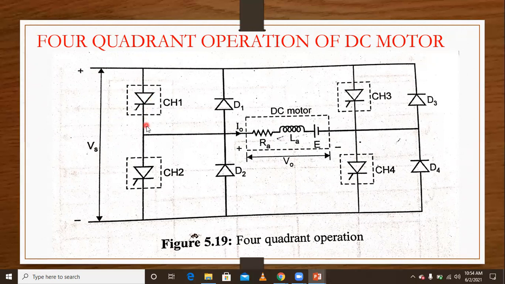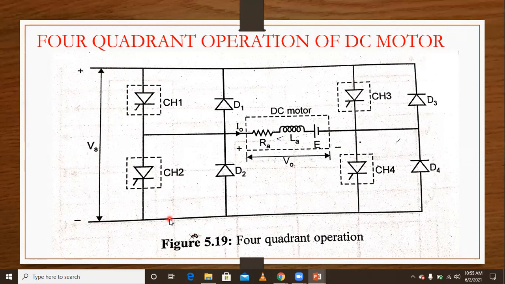When chopper CH1 and CH4 are turned on, and CH3 is off, V0 is equal to Vs, and the load current I0 begins to flow in this direction. Switch 1 is turned on and switch 4 is turned on.